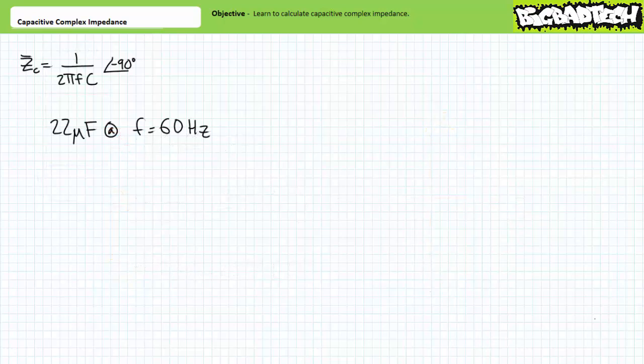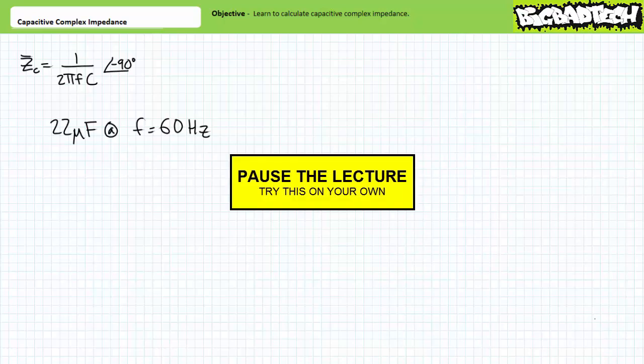As an illustrated example of application of the capacitive complex impedance formula, consider a 22 microfarad capacitor subjected to sinusoidal AC with a frequency of 60 Hz. Let's calculate the complex impedance of this capacitor, expressing our final answer using polar format. By all means, follow along and see if you can obtain the same values I do. By the way, this isn't a polite suggestion. Pause the lecture and try this on your own.